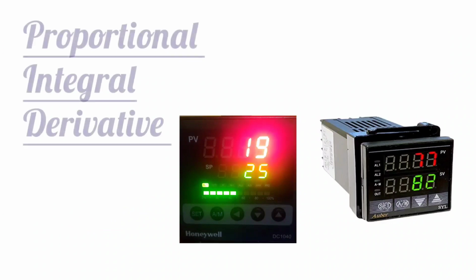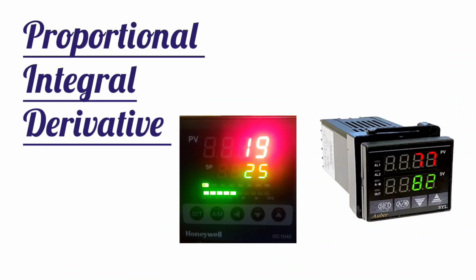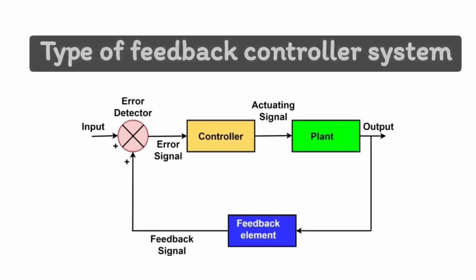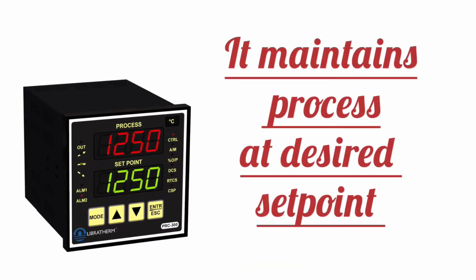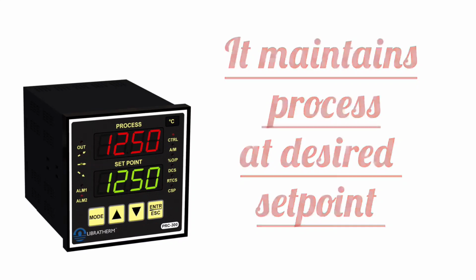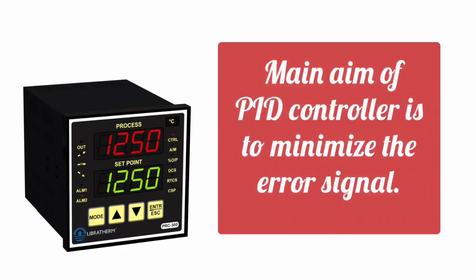PID, meaning proportional integral derivative controller, is a type of feedback controller system. It maintains any process or system at the desired set point. The main aim of the PID controller is to minimize the error signal. Let's understand something about this error signal.